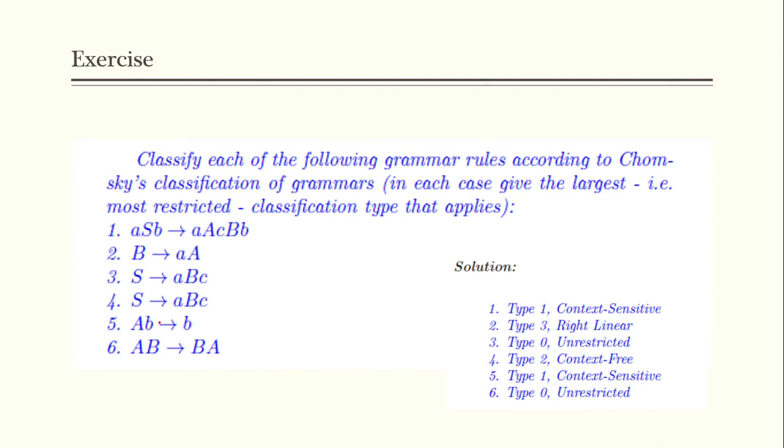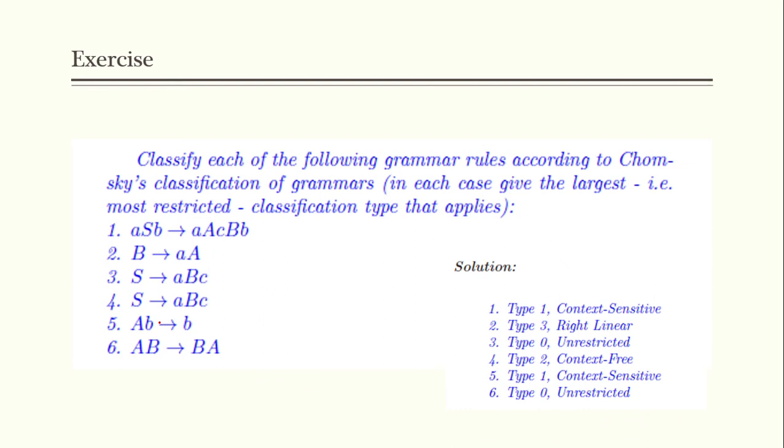Okay, now this is the exercise. Some examples of the questions asking about the type of grammar. Classify each of the following grammar rules according to Chomsky's classification of grammars. In each case, give the largest, most restricted classification type that applies. So you have type 1, 2, 3 or 0. Okay. So the first one, ASB goes to AACBB, that is type 1. This is context sensitive.